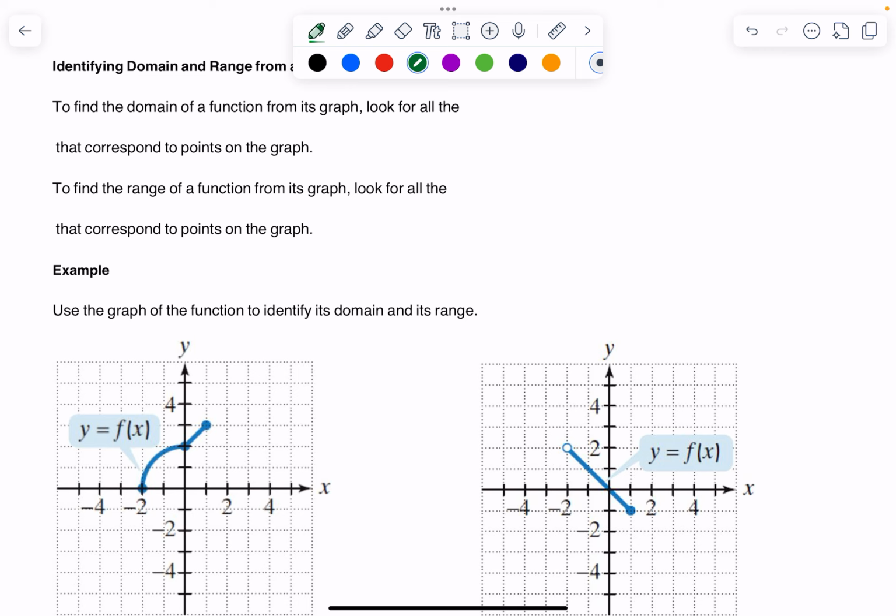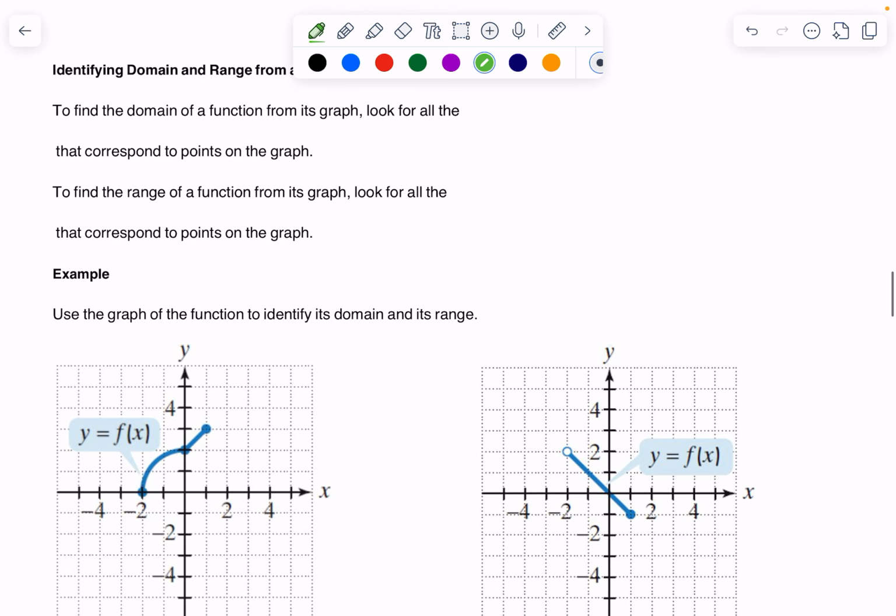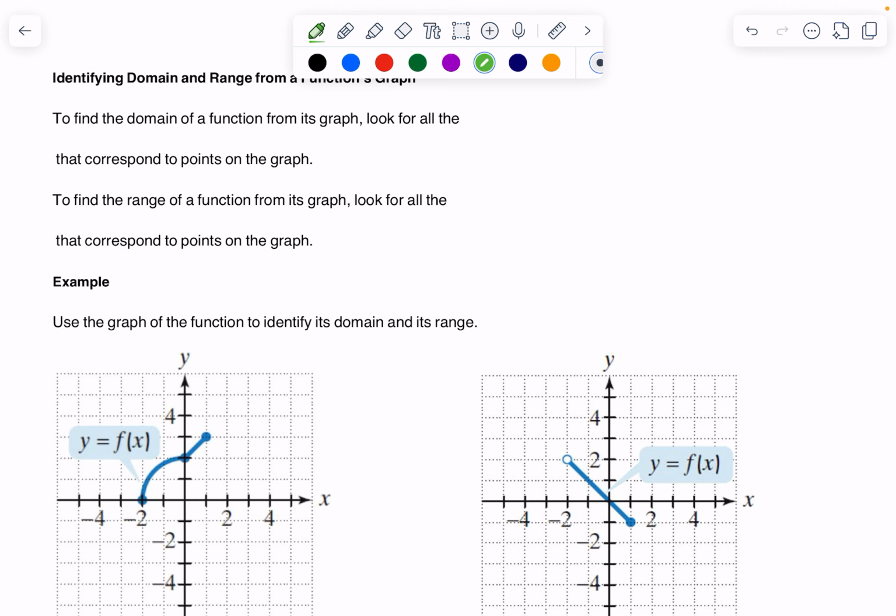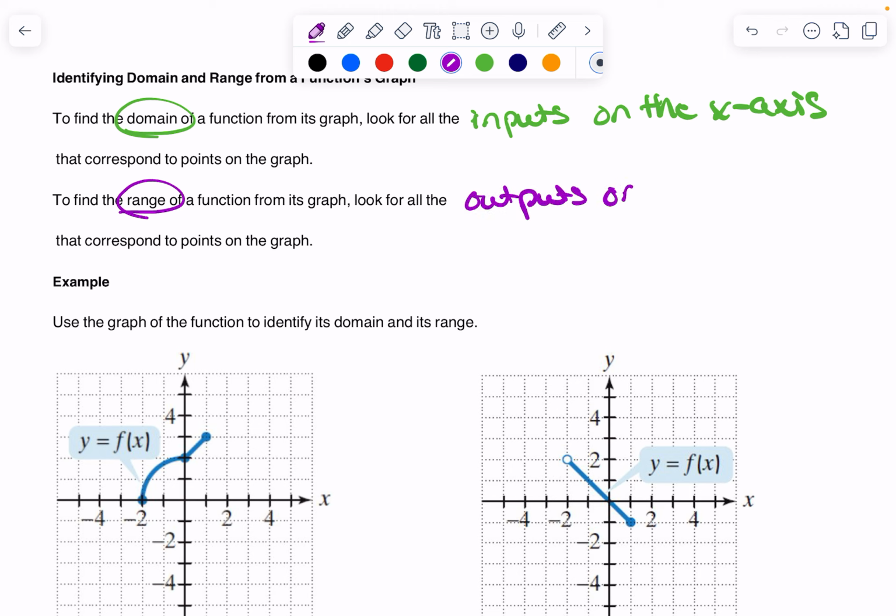So to find the domain of a function from its graph, look for all the inputs on the x-axis that correspond to points on the graph. So that is your domain. To find the range of a function from its graph, look for all the outputs on the y-axis that correspond to points on the graph.